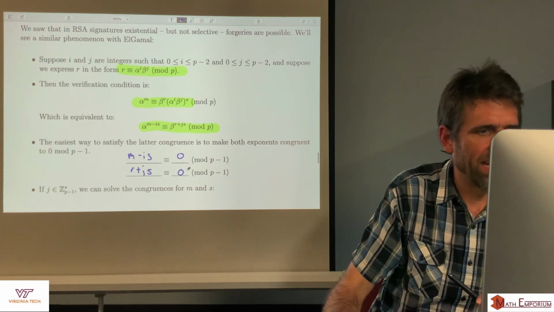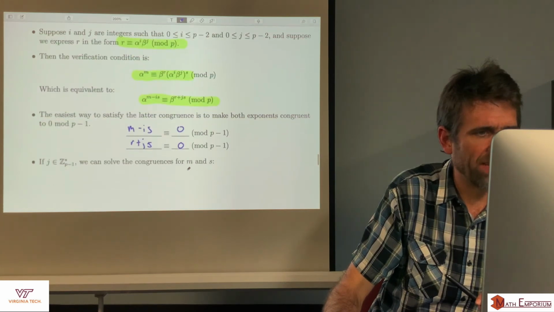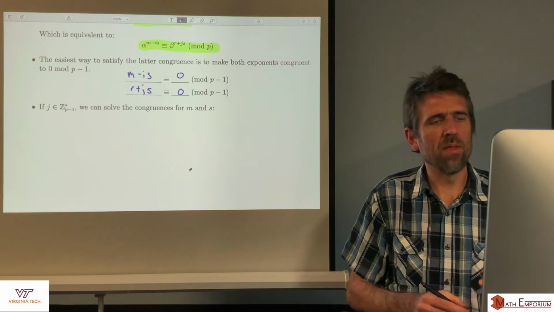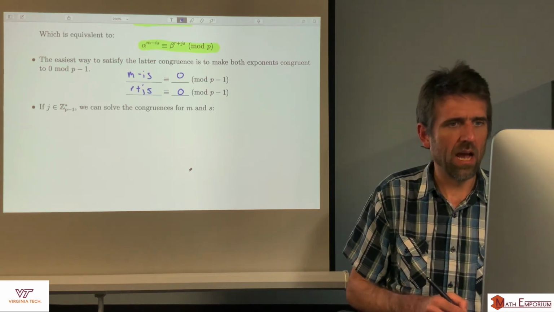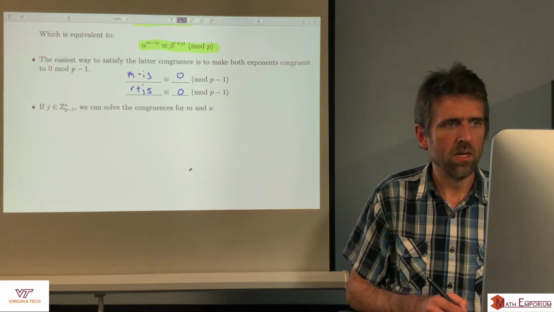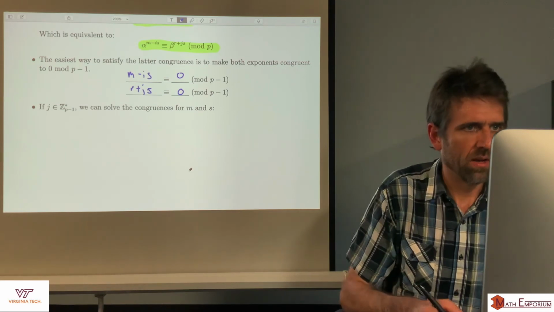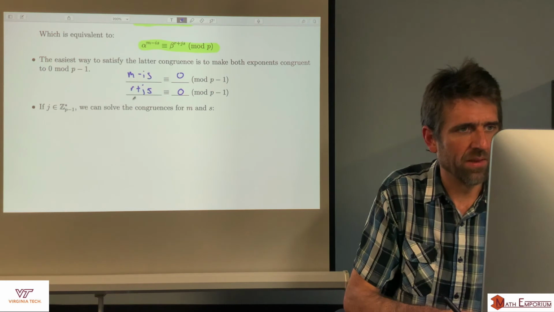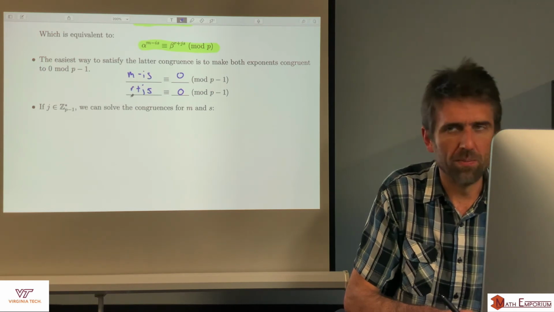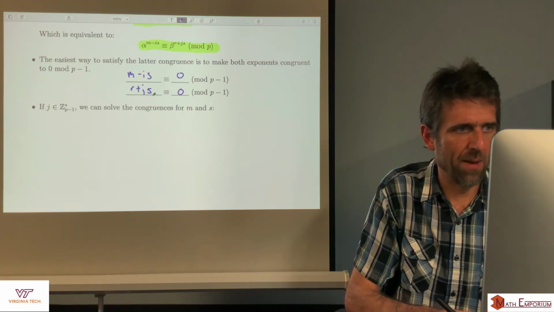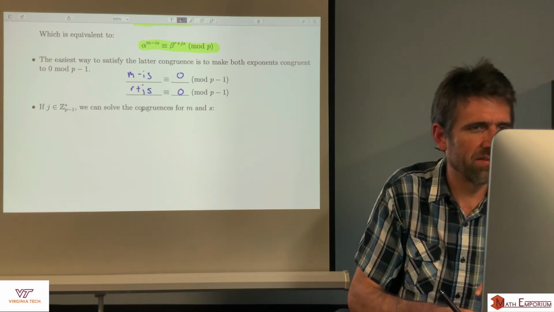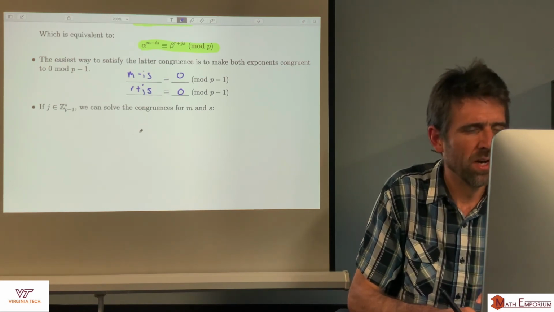And then, given that j is invertible mod p minus 1, I can solve these congruences for m and s. I want to know what m and s are going to be. The idea is that r will be chosen arbitrarily, and then m and s will be given based on that. So this should be fairly straightforward.